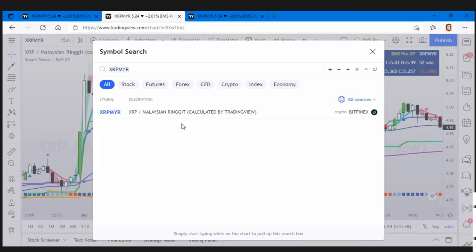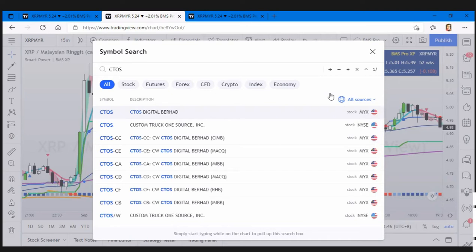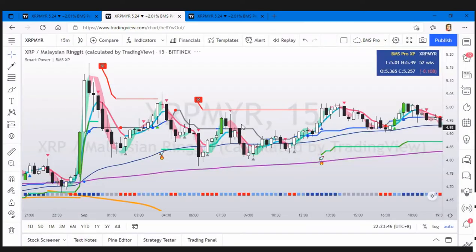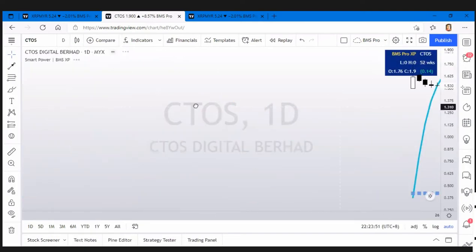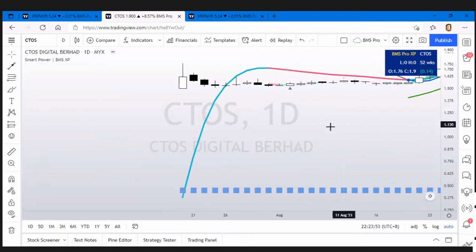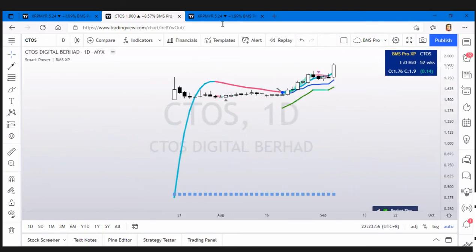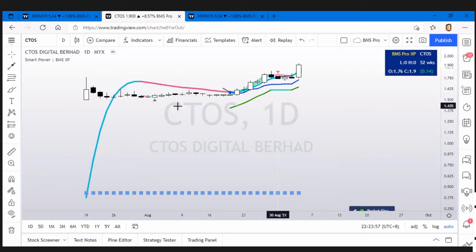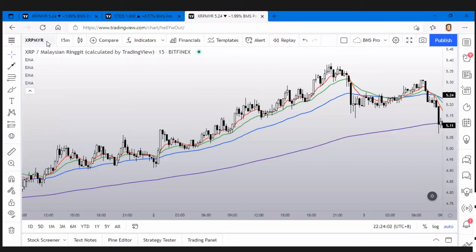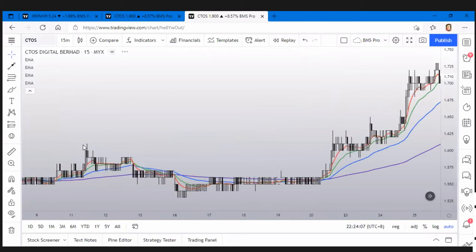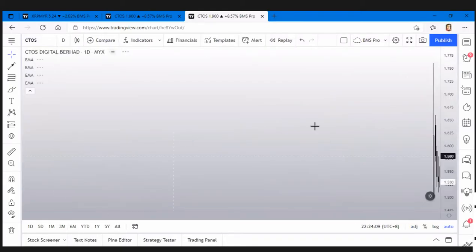Okay, let's look at CTOS now. Everybody look at CTOS. It's gaining attention, this IPO. It's a new IPO, so we can't see much on CTOS because there's not much historical data. So we look at it using the EMA on the daily time frame.